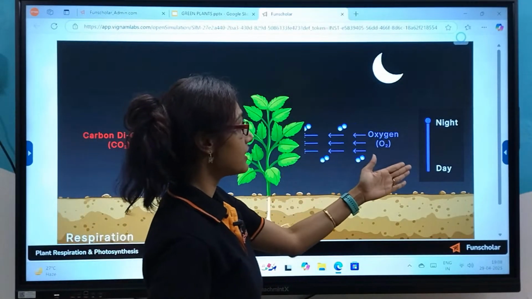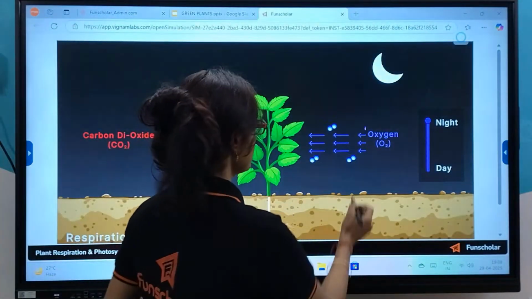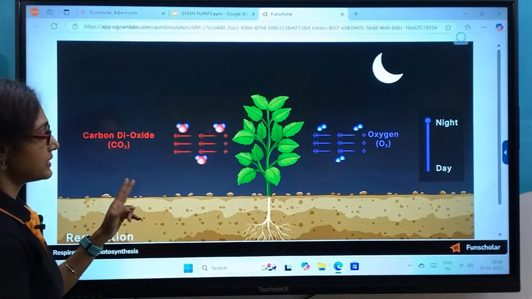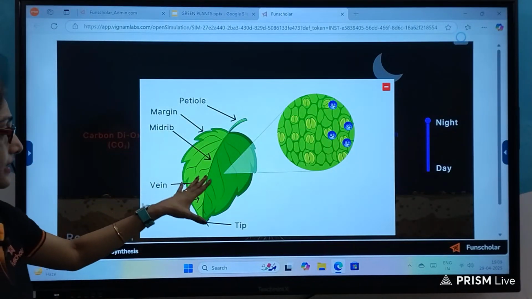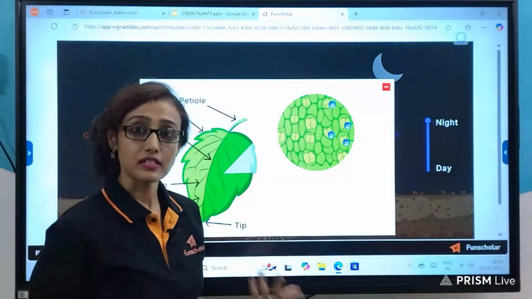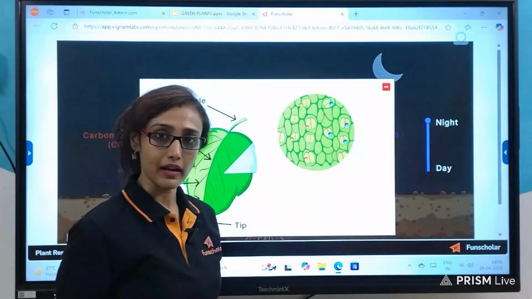See, the plants are doing normal respiration just like we are doing. They are taking in oxygen and giving out carbon dioxide. Let me zoom in the plant again. See, oxygen is getting in by the stomata and carbon dioxide is released by the stomata.